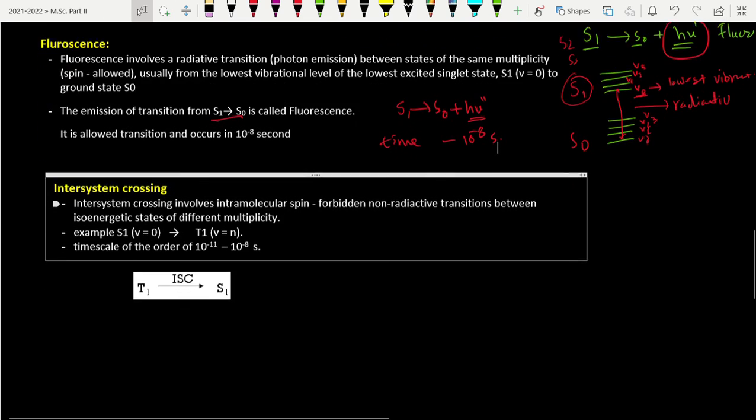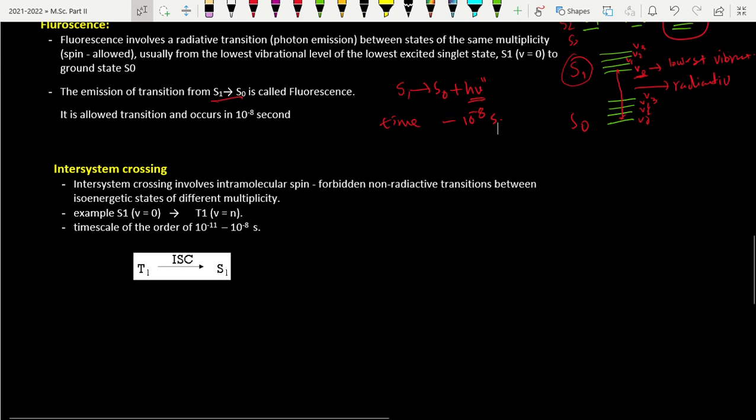Next one is intersystem crossing. Okay, now let us understand intersystem crossing.